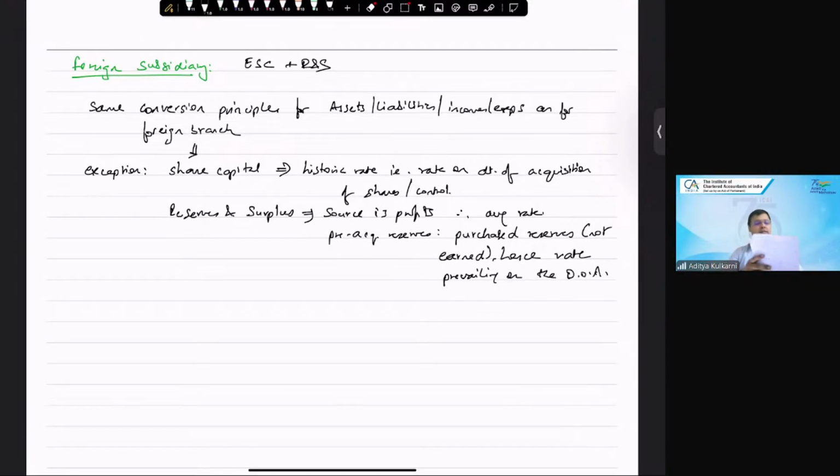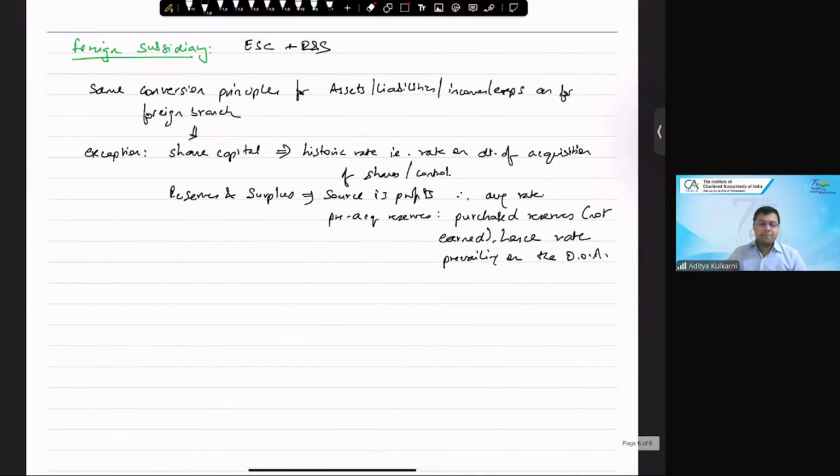Are we clear with the conversions for the post-acquisition, pre-acquisition reserves? And are we conversant with all these items? Assets, liabilities, incomes, expenses, which rate will they go at? Is it all clear? Yes, sir. Okay, fine. Now let us go a little technical. Let us now increase the technicality. Slowly we will increase your levels of complexity.